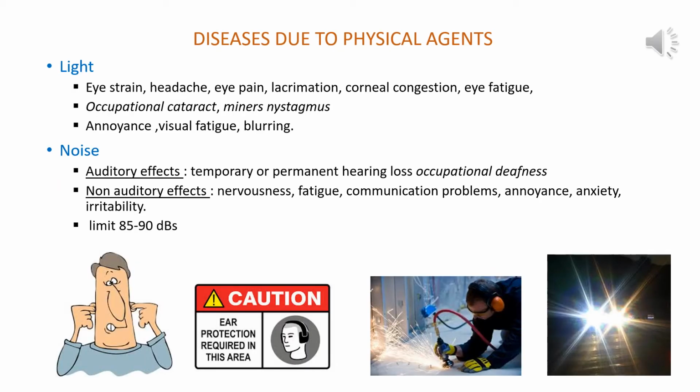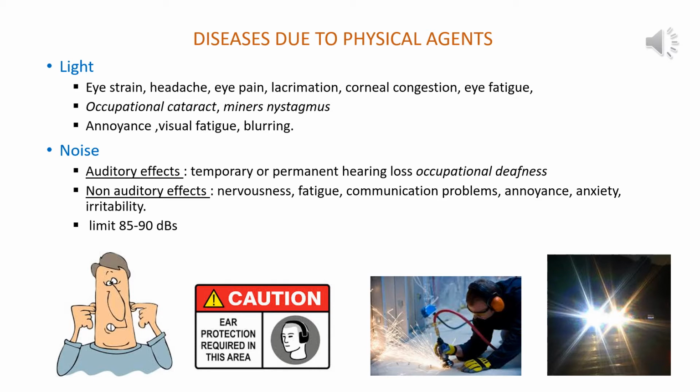Next among the physical agents is light, and lack of appropriate illumination in a work environment may result in eye strain, headache, or eye pain, lacrimation, corneal congestion, or eye fatigue. So these conditions also occur due to excessive light as well. So only the inappropriate amount of illumination is not the reason for these conditions. Excessive amount of light can also result in these conditions.